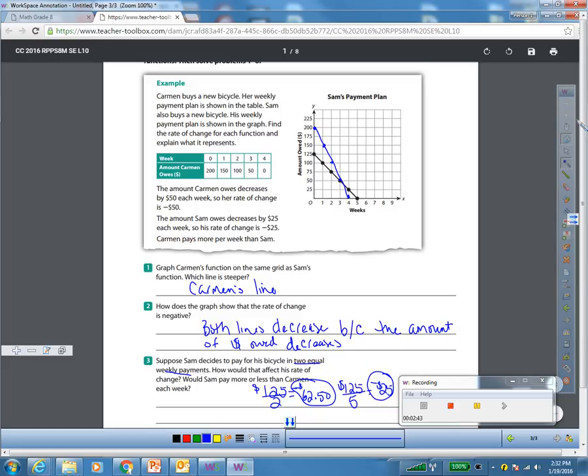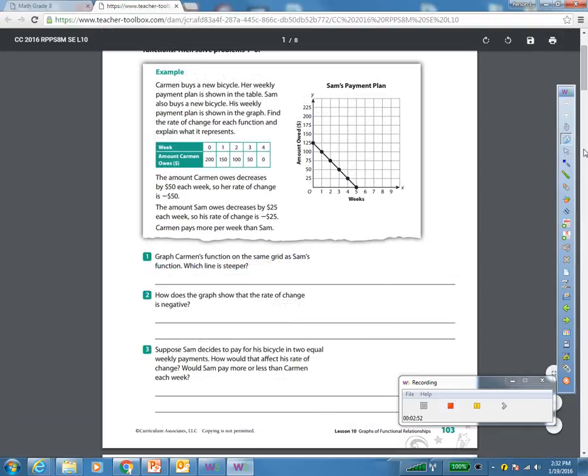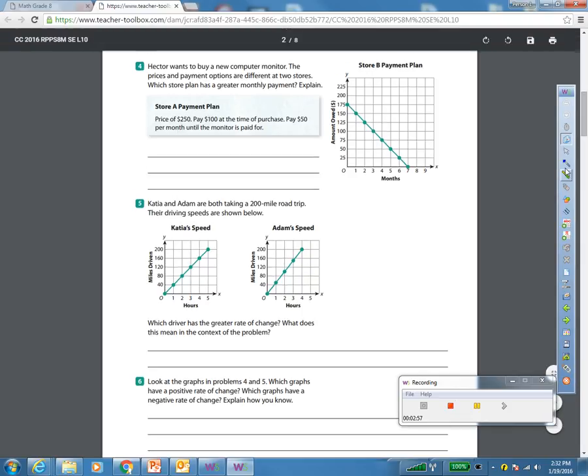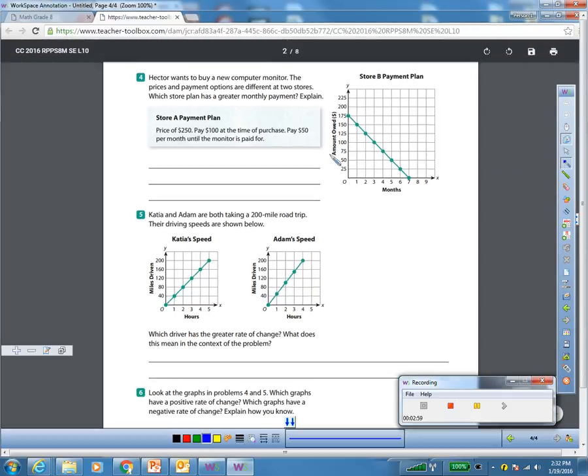Okay? All right, so let's go to the next page here. And question number 4. So Hector wants to buy a new computer monitor. The prices and payment options are different at 2 stores. Which store has a greater monthly payment is what we're looking for, and then we're going to explain that as well. Okay? So it says that the price on plan A is $250, and you would pay $100 at the time of purchase, and then pay $50 a month until it's paid for.